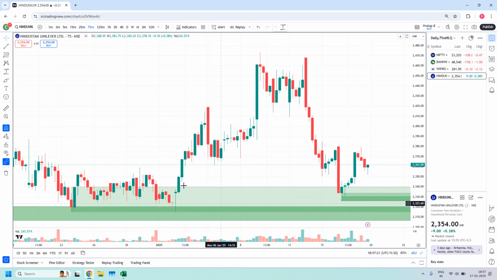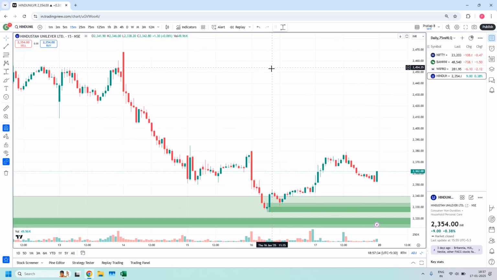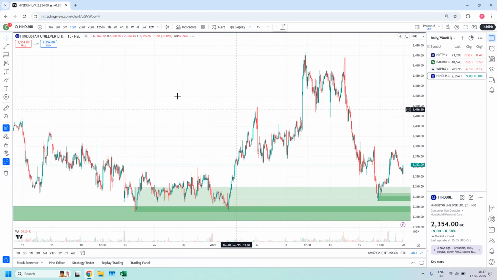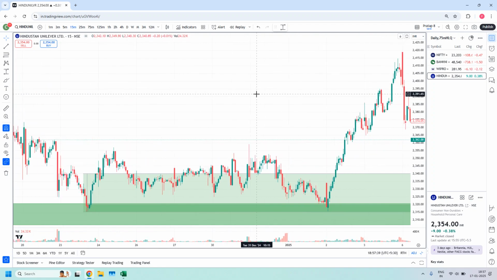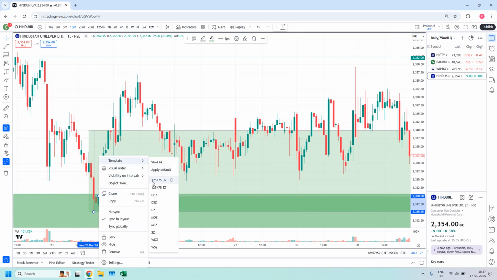But how did we fine-tune this zone? This one is fine-tuned with the 15-minute time frame. See here you have a drop, base, rally. This is the 15-minute zone. And what about here? Here we have a drop, base, rally, a 15-minute zone. See here I have drawn drop, base, rally. This is the 15-minute zone.